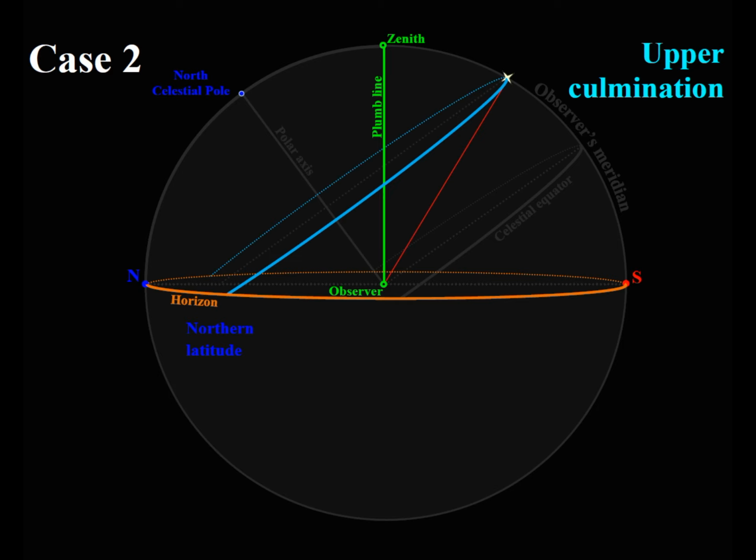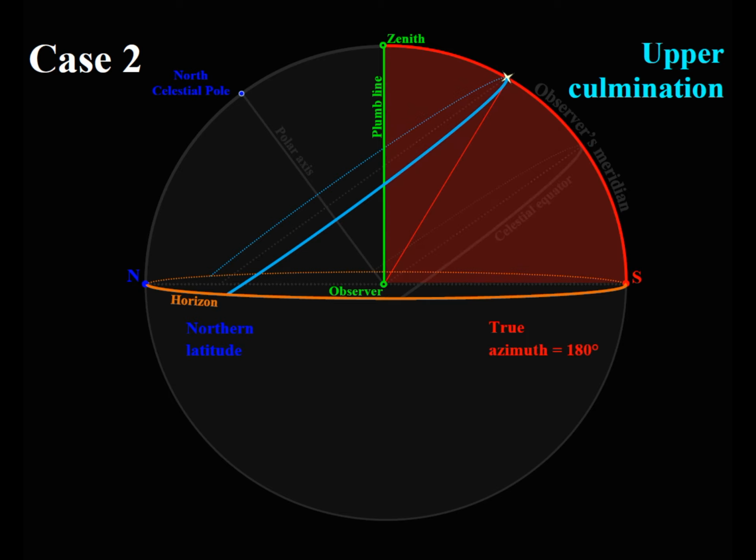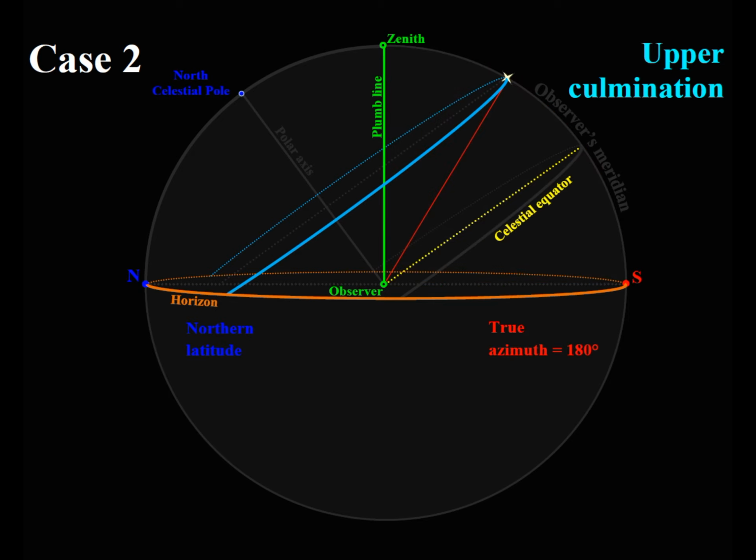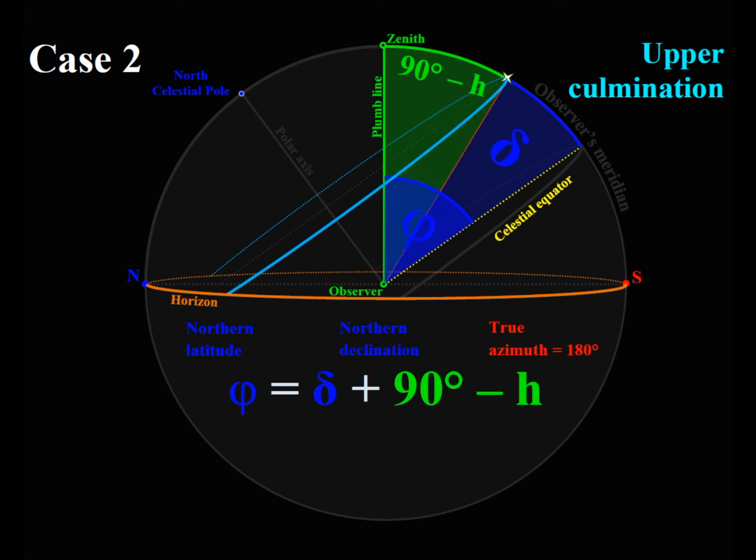Second case. You are in northern latitudes. The true azimuth of the star you see at upper culmination is 180 degrees. The observed star has a northern declination. Latitude in this case corresponds to the sum of declination and zenith distance. This formula also applies when you are in the southern hemisphere and observe a star with southern declination and zero true azimuth.